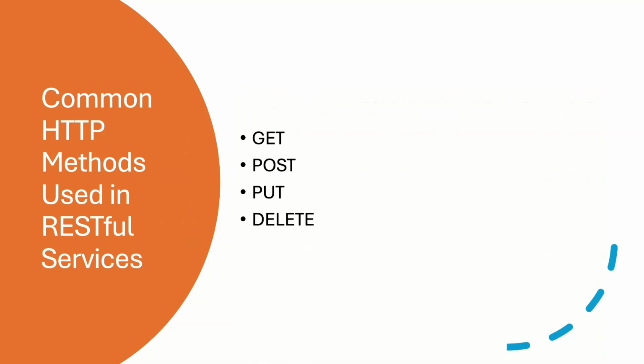Delete method. The delete method is used to remove a resource from the server. For instance, when you delete a post on a social media platform, a delete request is made. It instructs the server to remove the specified resource. These HTTP methods form the backbone of how we interact with RESTful services, allowing us to perform all necessary operations to create, read, update, and delete resources efficiently.